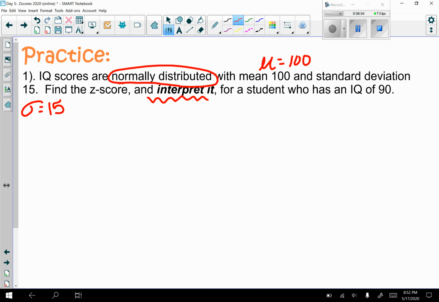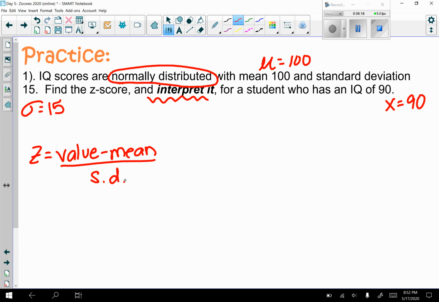So if we're looking for symbols, x would be equal to 90. But I'm going to write my formula out in words. Z equals value minus mean over standard deviation. So my value is 90, the mean is 100, and my standard deviation is 15.